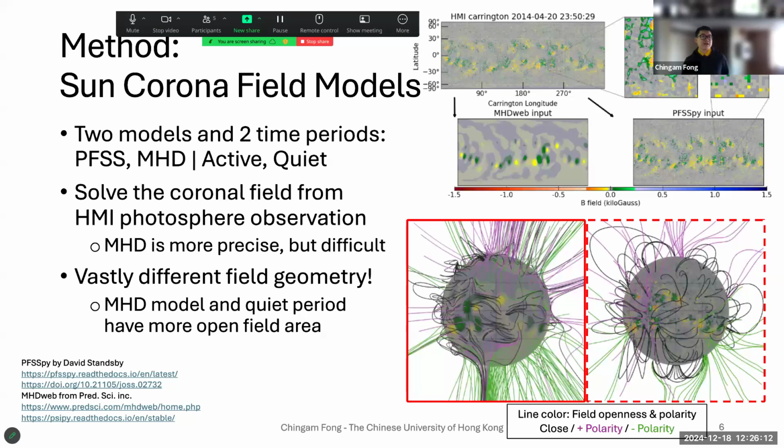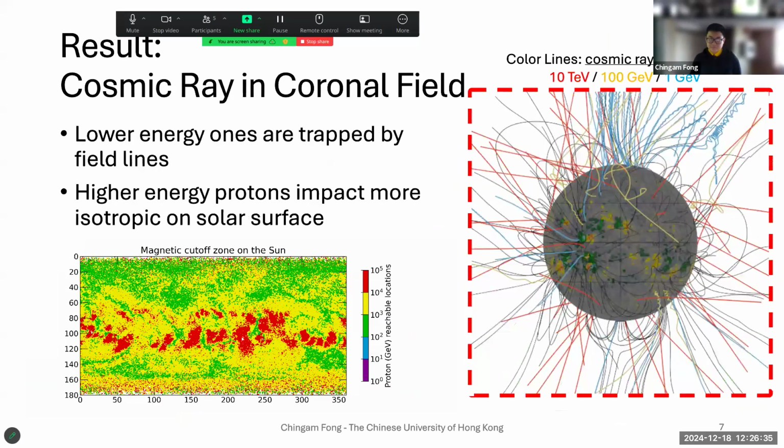This is showing the same time period, but the solution, as you can see here, in this, I show the magnetic field lines, with black ones representing closed field lines and purple and green representing open field lines with different polarity. They have vastly different geometry. The most important thing here is that the MHD model has more open field areas in terms of total area on the photosphere. So now we can look at some particle trajectories inside the simulation.